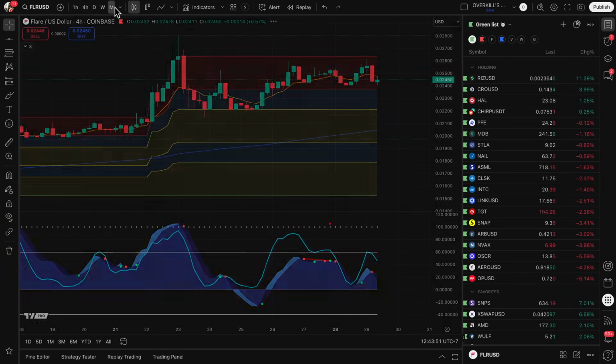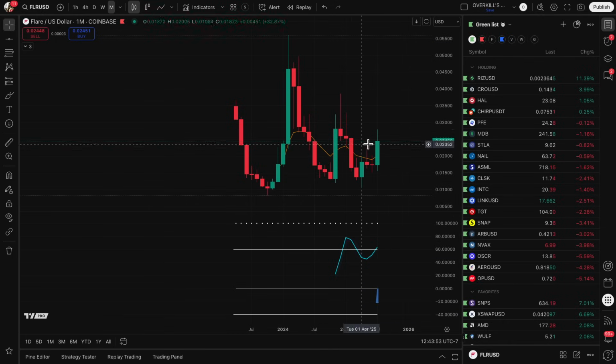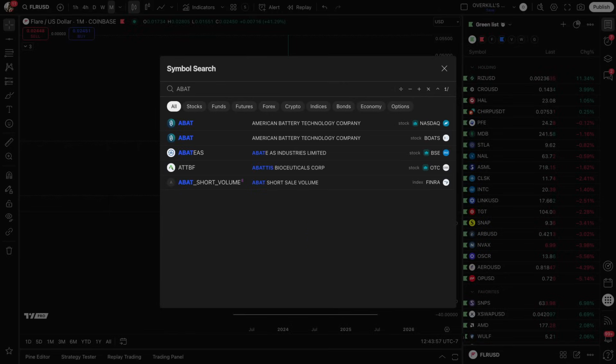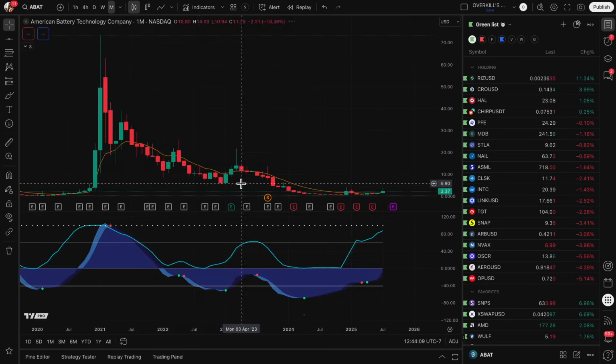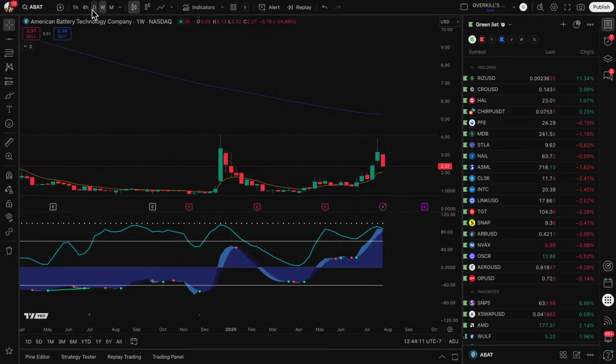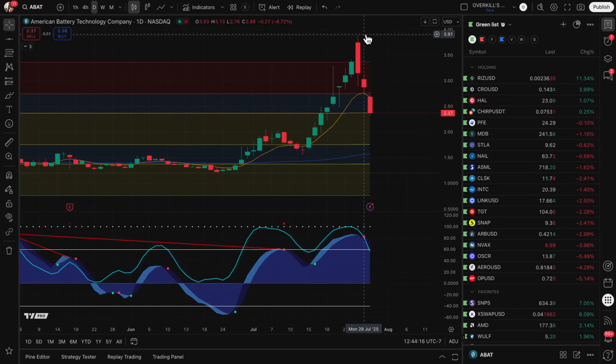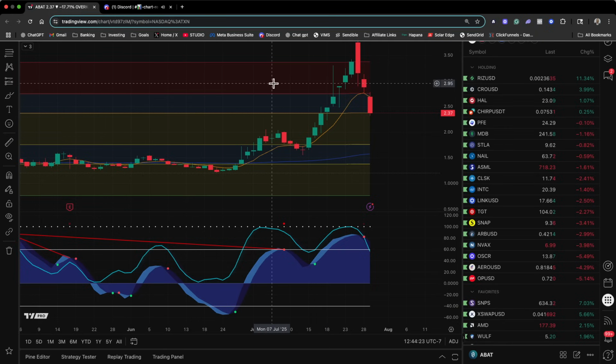FLR up in the red zone right now, so you could be playing the monthly here. Watch for a breakout of 3 cents on that one. We got ABAT. ABAT. This one's up here at $4. So yeah, up here in the red zone, I'm taking some profits. So this one's selling back off. Wait for the green on that one.